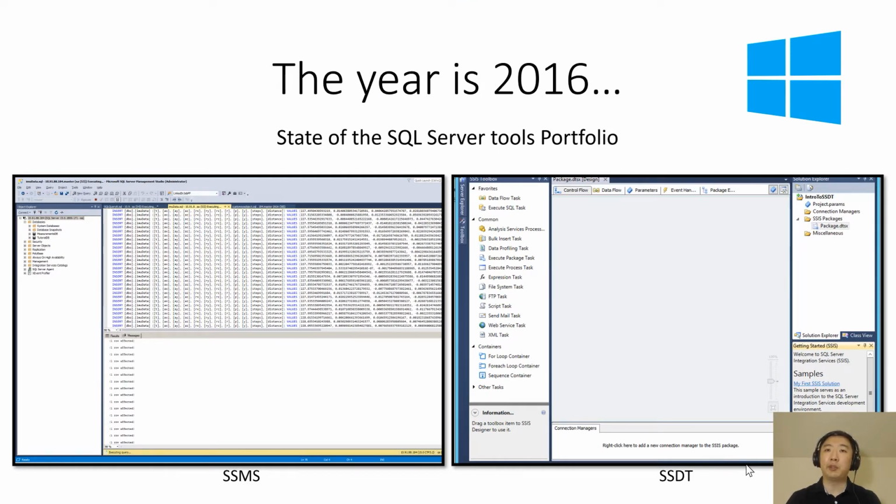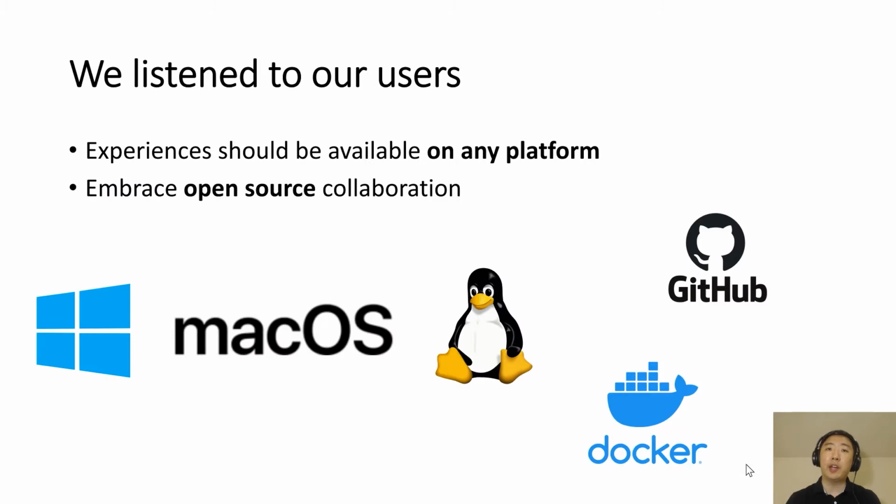At the beginning, we were mostly a Windows and closed source tooling team working on tools like SQL Server Management Studio. But over time, it was important for us to listen to where our users were, including that more and more of our users were starting to use different operating systems, as well as starting to lean more towards open source. So for us as a team, we started to evolve and try to understand what it means to build experiences available on any platform while also embracing open source collaboration.